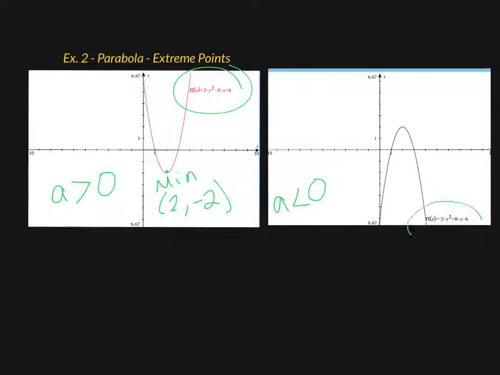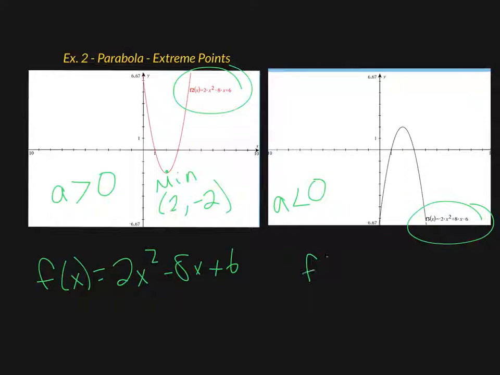It's negative, which you can look at and you see it's going to be negative 2x squared plus 8x minus 6. Let me write these a little bit bigger for you. So the first one was f of x is 2x squared minus 8x plus 6. The graph on the right is f of x equals negative 2x squared plus 8x minus 6. So this graph, you see, it opens downward.